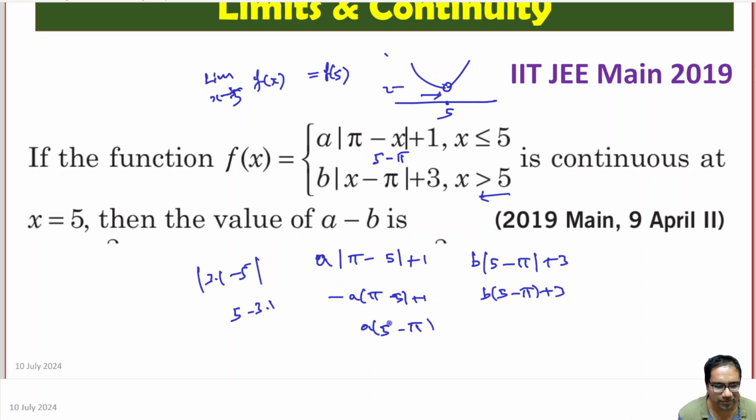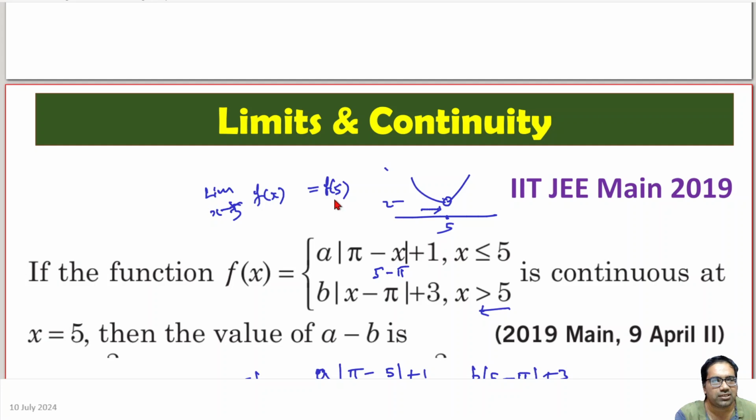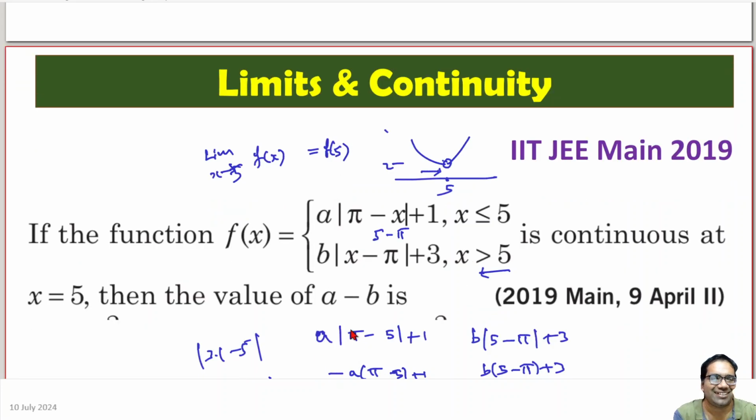So when a function is continuous, what does that mean? The limit of the function at that particular point where we are checking continuity should be equal to the value of the function at that point. Right, guys? Very basic problem. Thank you.